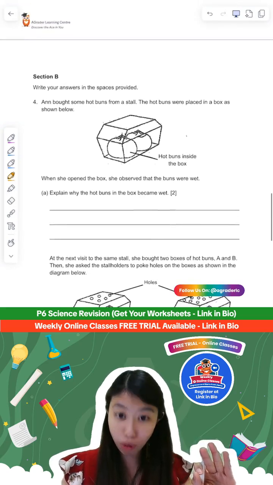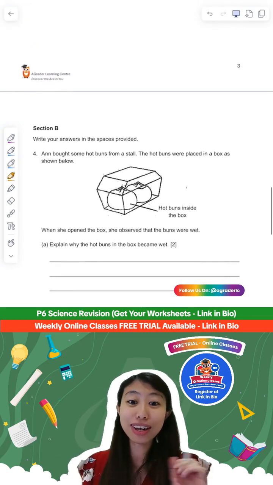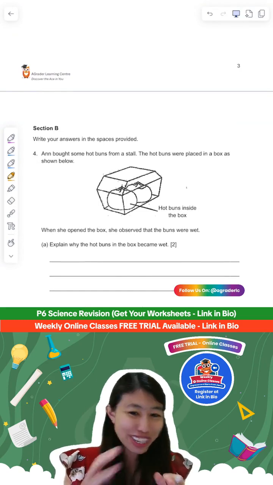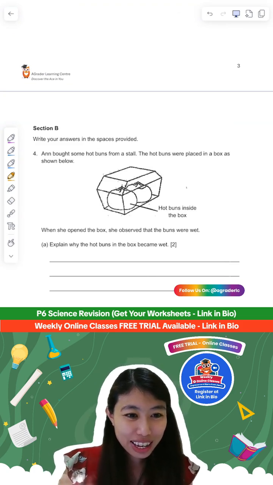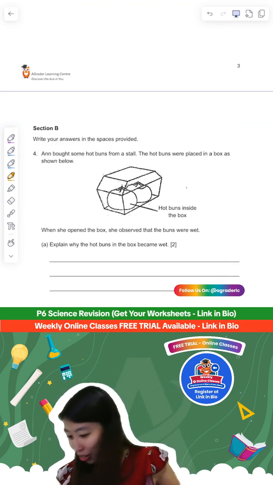So let's look at question four. Water cycles again. This is a very common question. Exams like to give this kind of question.